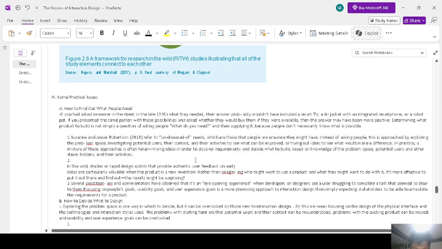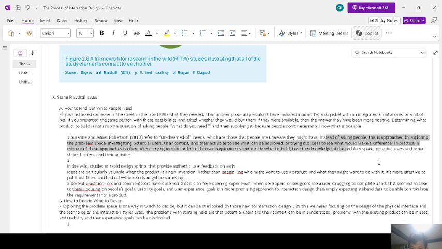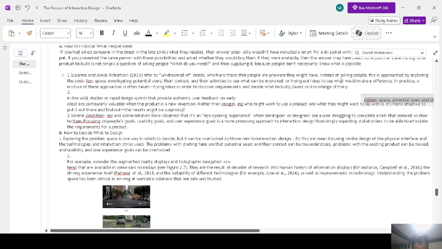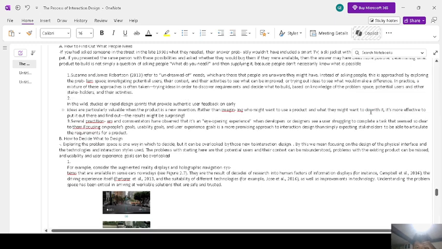Suzanne and James Robertson were needs, which reduce the risks where they might have. Instead of asking people, this is approached by exploring the problem space, investigating their context and their activities to see what can be improved, or trying out ideas to see what would make a difference in practice. This is often taken, trying ideas in order to discover requirements and decide what to build based on the problem space, potential users, and other stakeholders and their activities.